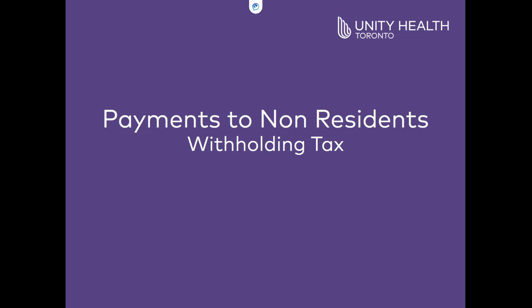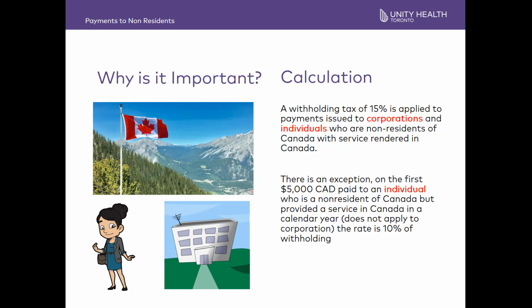This video will explain the process for payments made to non-residents of Canada and the applicable withholding tax. First, why is it important? Section 105 of the Income Tax Regulations requires a withholding tax for payments to non-residents in respect to services rendered in Canada. Unity Health Toronto is paying the withholding tax on behalf of the non-resident and will submit the withholding tax to the Receiver General.